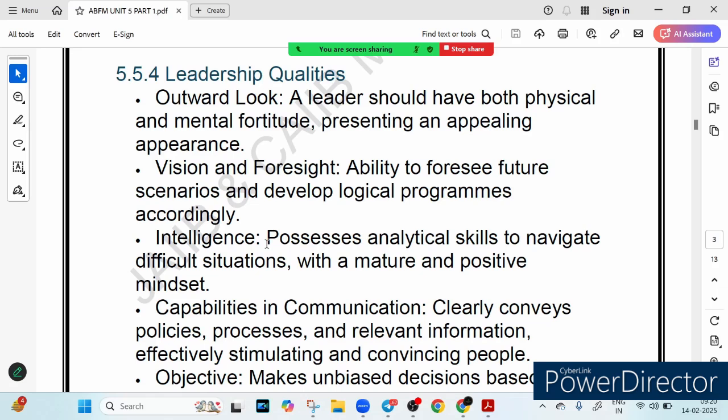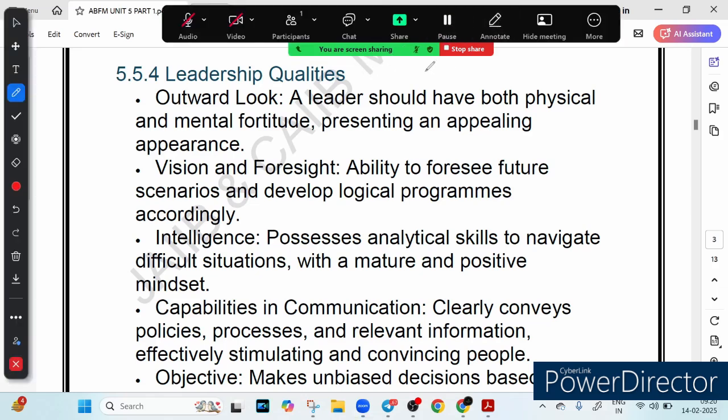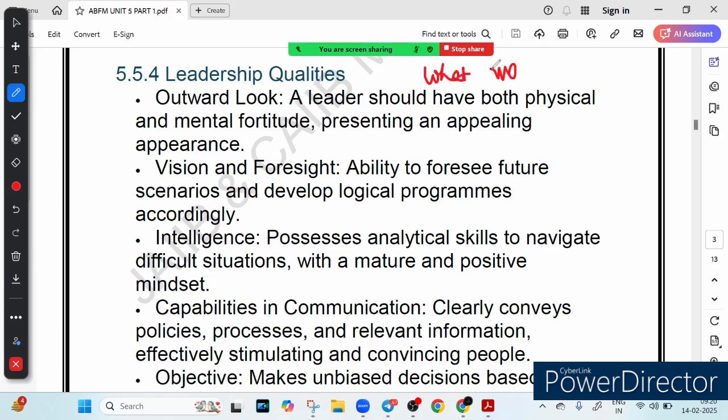So friends, leadership quality, that is the secret sauce behind a successful manager. What makes a leader stand out? What quality do you need to be an effective leader? Let's break it down in the simplest way possible. So the first question is, what makes a great leader? Let's answer this question.